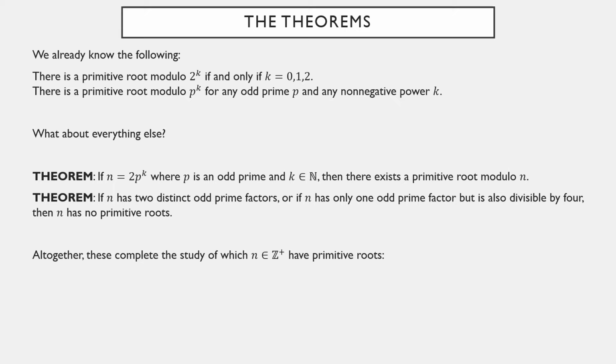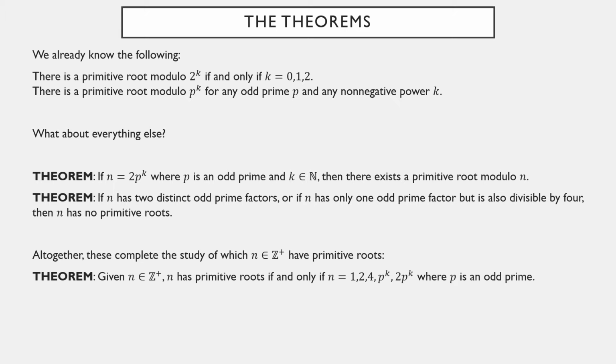In the prime factorization of a number, maybe there's 2 odd prime factors, then no primitive roots. Maybe there's 1 odd prime factor, but divisible by 2 to a power, which is 4, 8, 16 or bigger, then no primitive roots. Maybe n has a single odd prime factor, but also 2 to the first, then we claim there is a primitive root. Or maybe a single odd prime factor and not divisible by 2, in which case we already know it has a primitive root. Or maybe it doesn't have any odd prime factors at all. It's a power of 2. Then we know exactly which powers of 2 do have primitive roots. So altogether, if we can just show these 2 theorems down here, we'll actually be done.